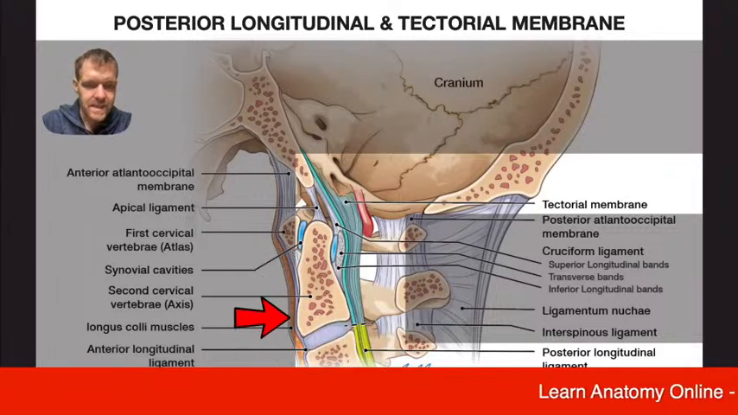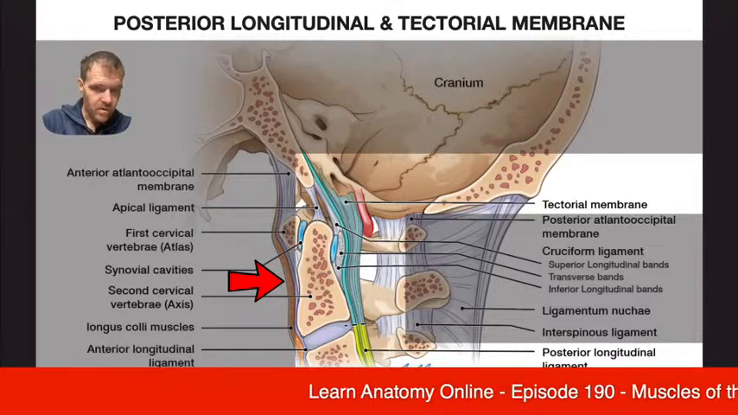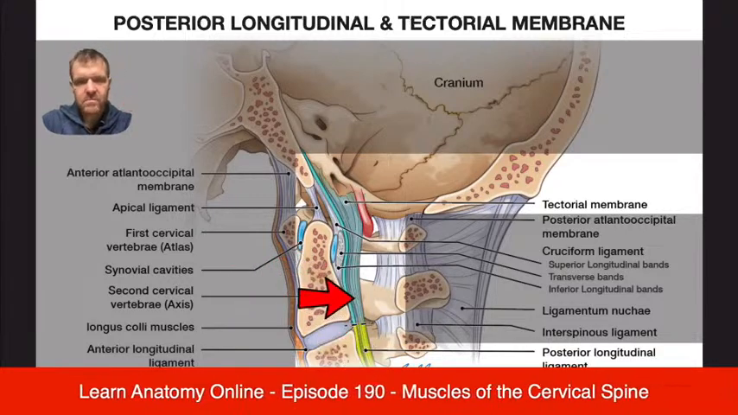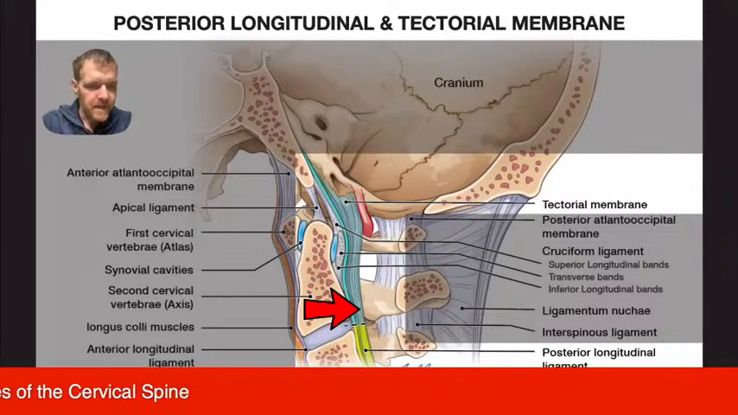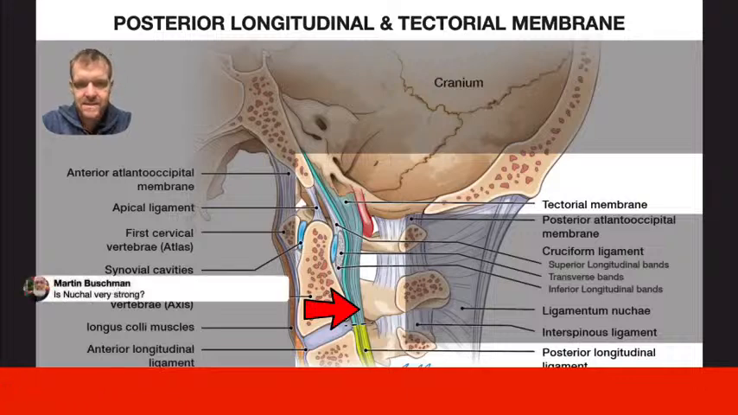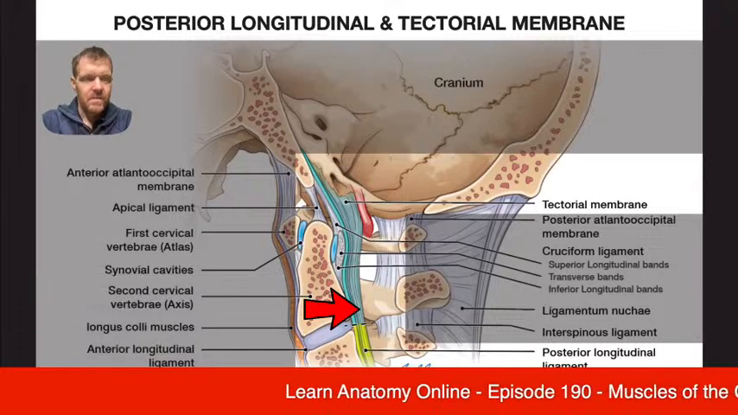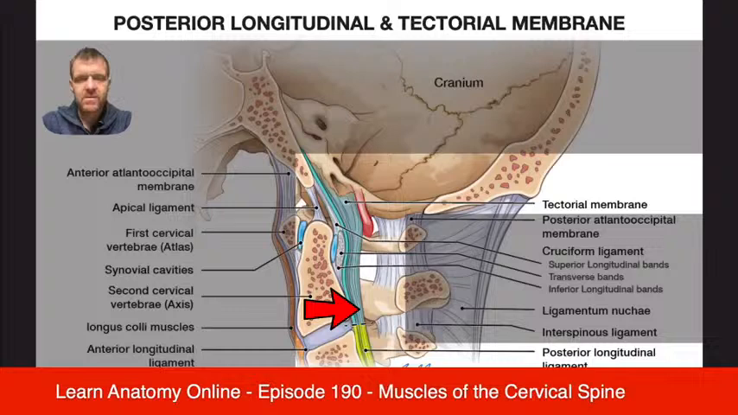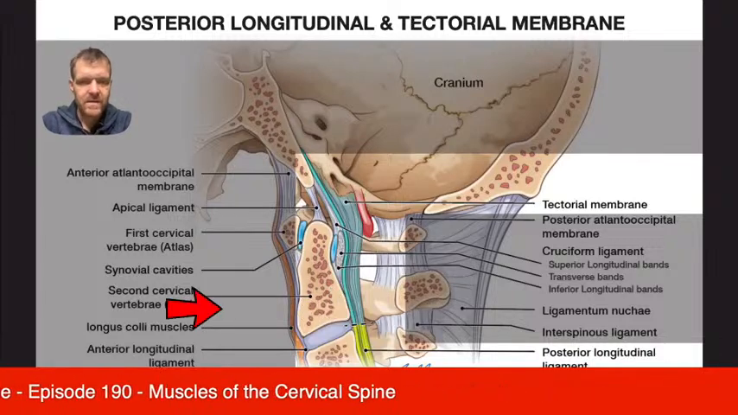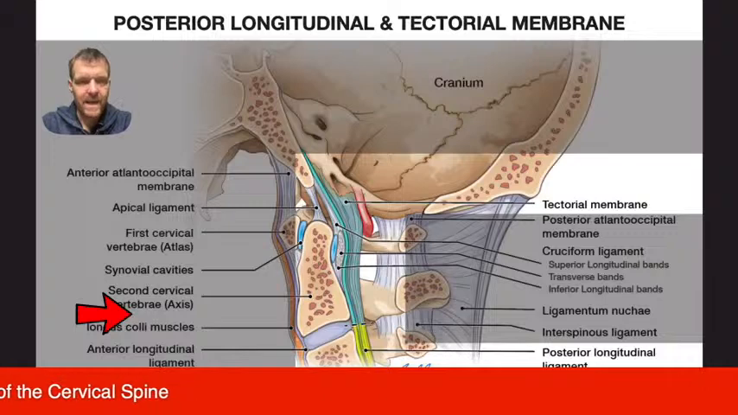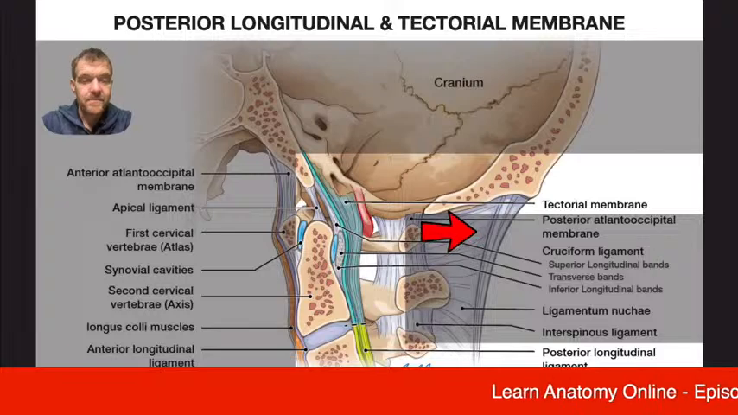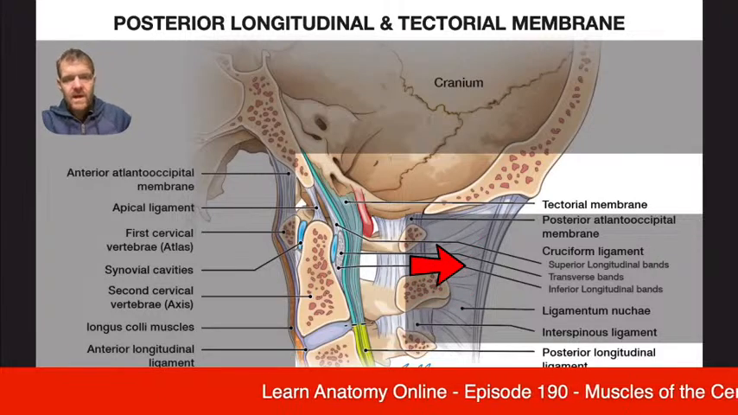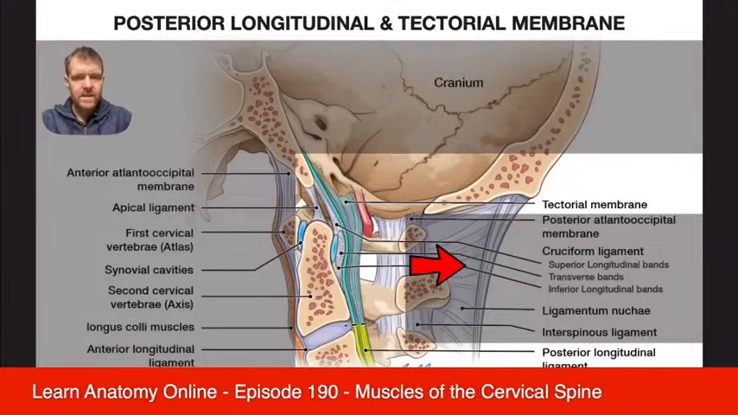Okay, so anterior longitudinal is the front long ligament, posterior longitudinal is the back long ligament, and again that goes the whole length of the spine. Is it very strong? Yes, it's pretty strong. It may get injured in a car accident if you have quite a severe flexion-extension whiplash type injury. You might have a nuchal tear, but it's pretty tough stuff.